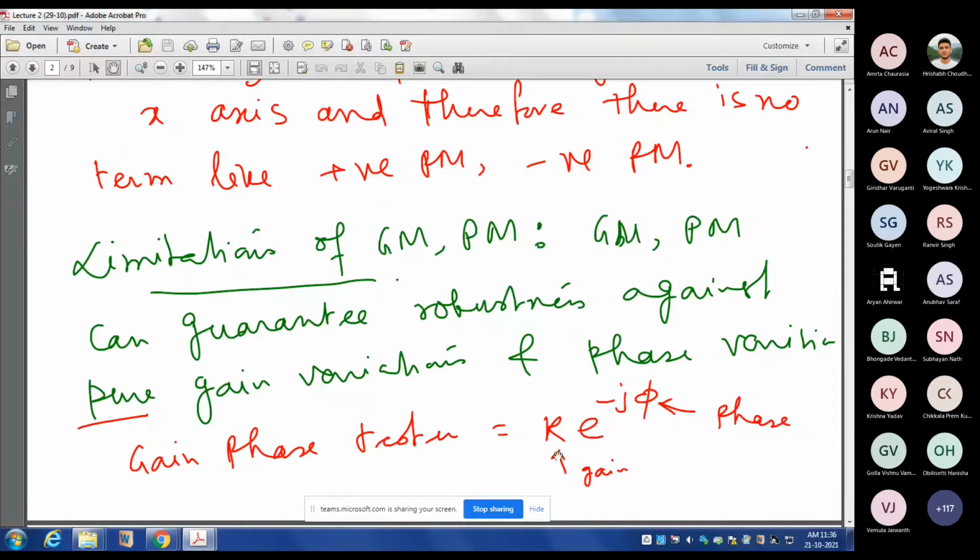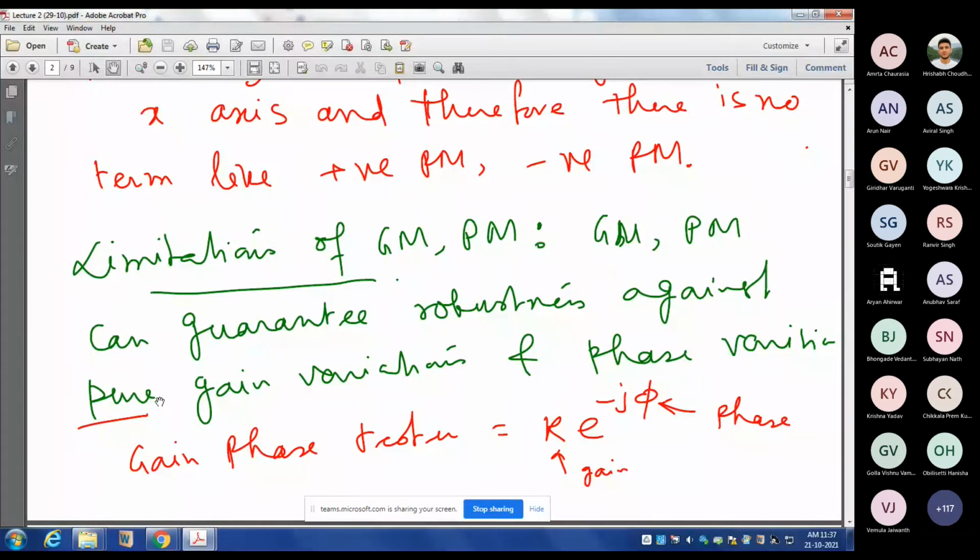This is the gain phase tester that we introduce in a feedback loop to determine gain margin and phase margin. Again I am saying, in case of gain margin, we set phi equal to 0, and in case of phase margin, we set K equal to 1. Gain tester and phase tester, and this is a gain phase tester. So that is the disadvantage. Only pure gain variation and pure phase variation can be guaranteed by the gain margin and phase margin norms.